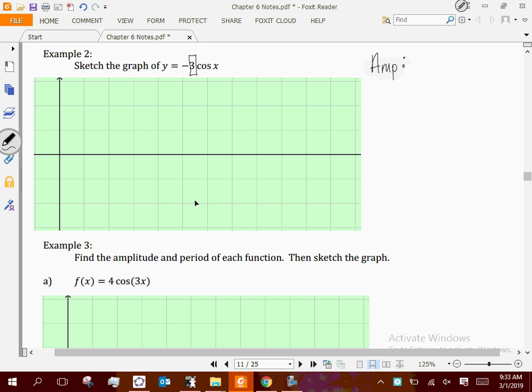Amplitude is always the absolute value of that multiplier out front, right? So the amplitude is 3. Okay? Now, at the same time that I write my amplitude, I'm going to make a note that there's actually a negative out front, right? What's the negative out front going to produce for us? X-axis reflection.